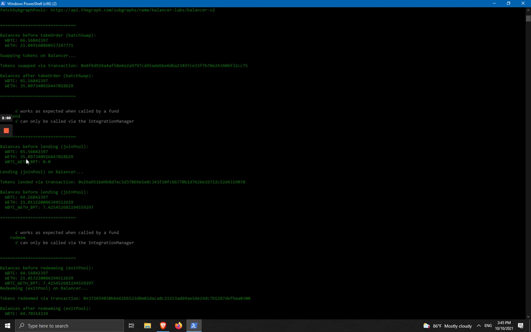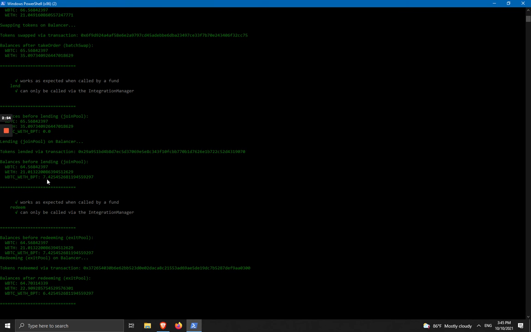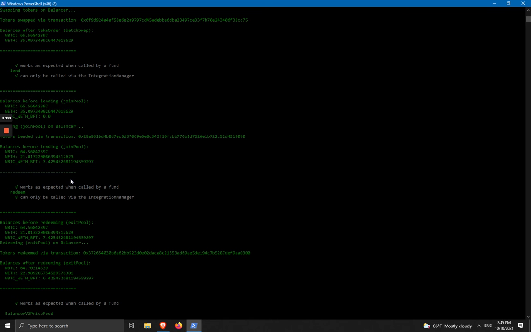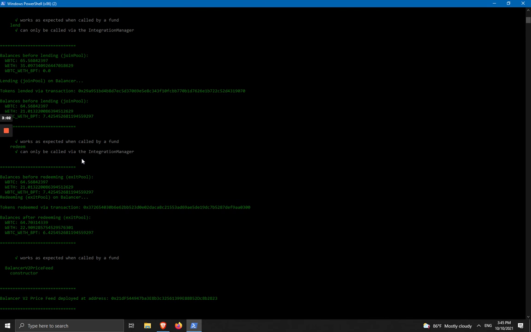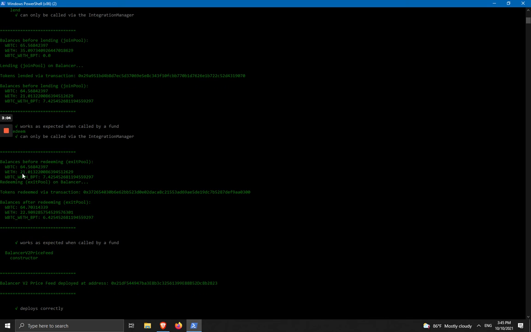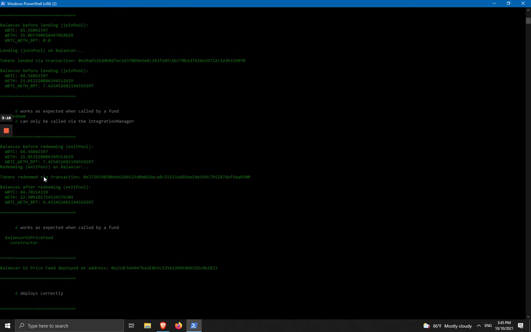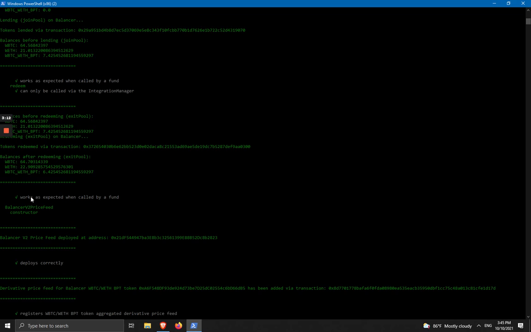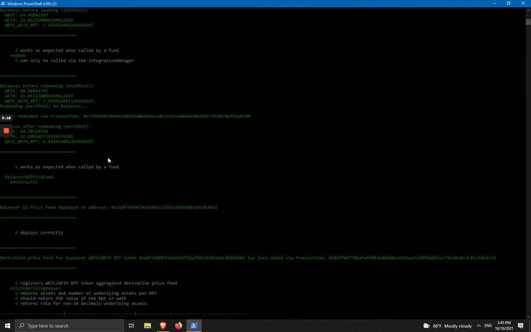We lend about 1 wrapped BTC and the equivalent amount of ETH and receive 7.425 Balancer pool tokens in exchange for our liquidity. Next, we redeem one of those wrapped BTC wrapped ETH Balancer pool tokens and receive the equivalent ETH in return, about 1 ETH and about 0.2 wrapped BTC, or about 2 ETH.